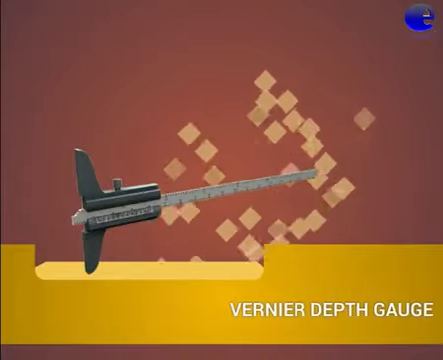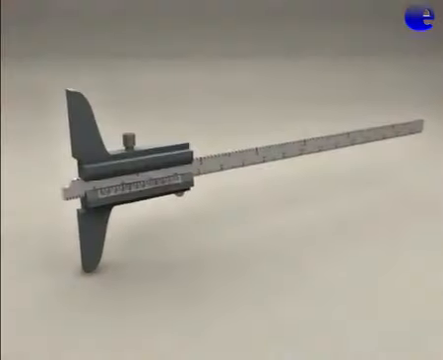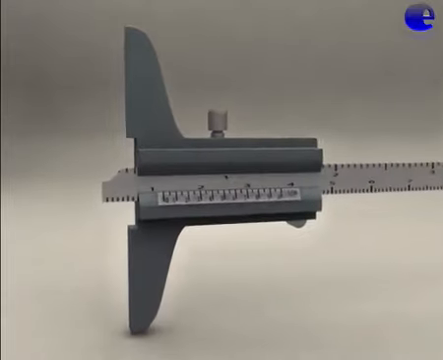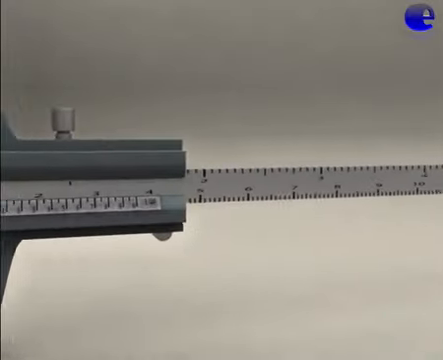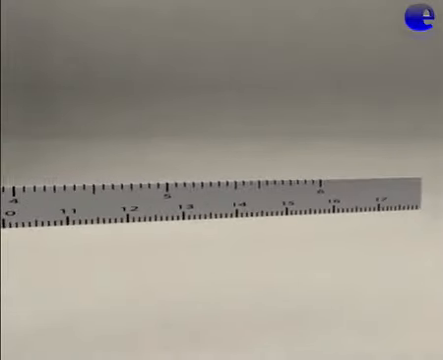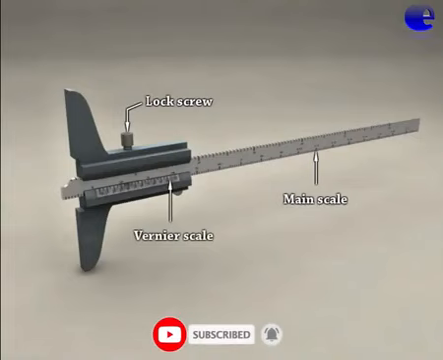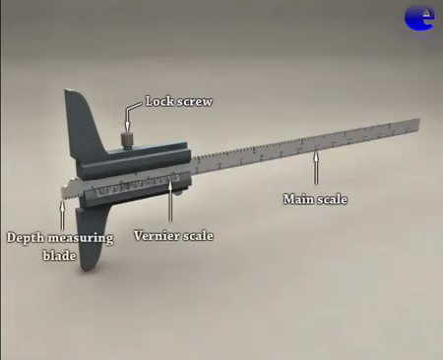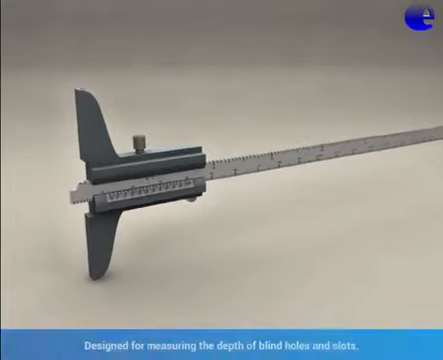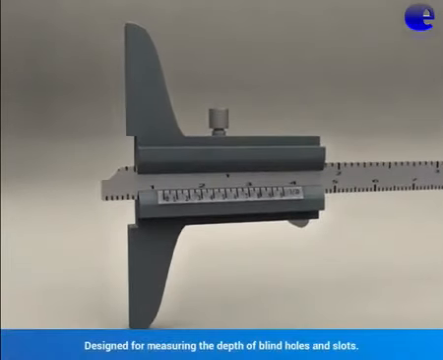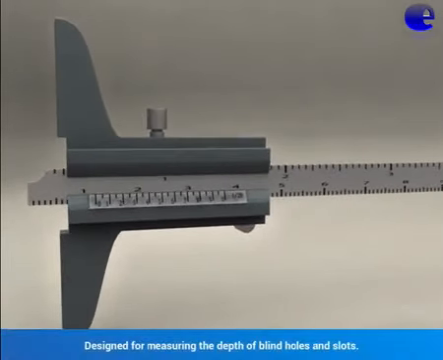Vernier depth gauge. Let us see a 3D model of a vernier depth gauge. It has main scale, lock screw, vernier scale, depth measuring blade. Designed for measuring the depth of blind holes and slots.